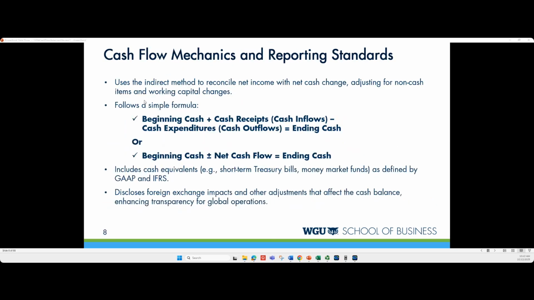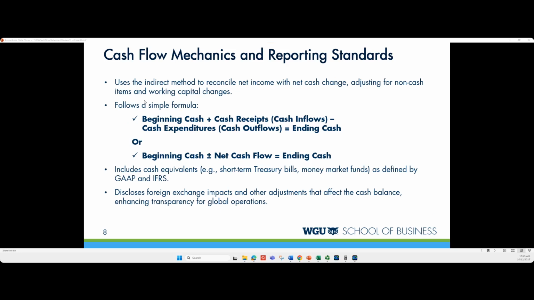So when we are performing our statement of cash flow calculations, we typically are going to be using the indirect method to reconcile income with net cash changes. Meaning we're going to be making adjustments for non-cash items such as depreciation and amortization, and then for any working capital changes. Remember, our working capital accounts are all of our current asset and current liability accounts excluding cash. So that means any changes in inventory, any changes in accounts receivable, any changes in accounts payable.